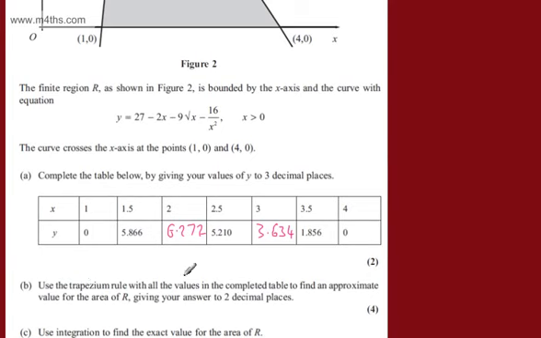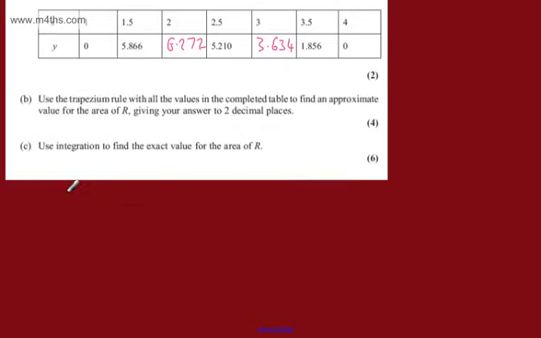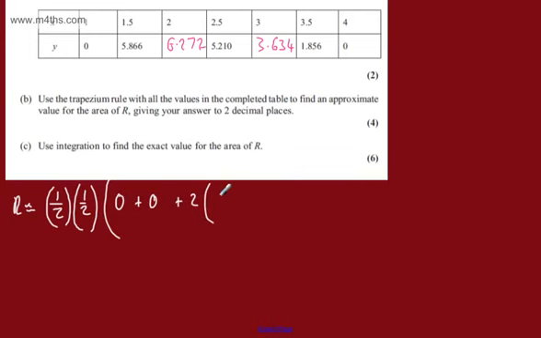In part B, it says use the trapezium rule with all the values in the completed table to find an approximate value for the area of R, giving our answer to 2 decimal places. So we're going to use the trapezium rule, and the informal approach is to say that the area R will be approximately equal to 1/2, then the change in the x-coordinates, which is 1/2. We'll have the first, which is 0, plus the last, which is 0, plus 2 lots of what's left added up.